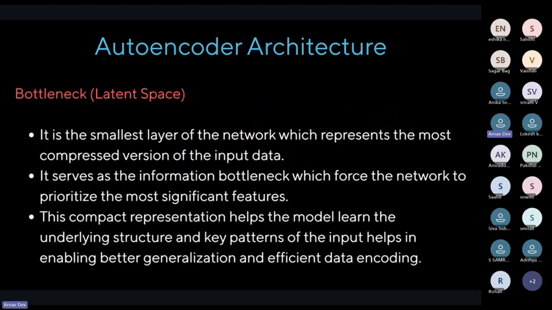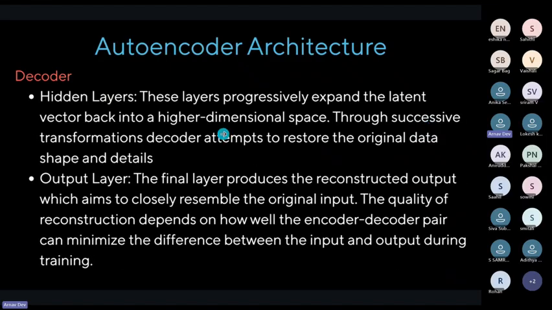One more thing is that it prioritizes the most significant features. The compact representation of the data helps the model learn the structure in the best form because you extract the most important features. And based on whatever we have stored in the bottleneck, the data is rebuilt or reconstructed in the decoder part of the autoencoder. So let's move on to the decoder part.